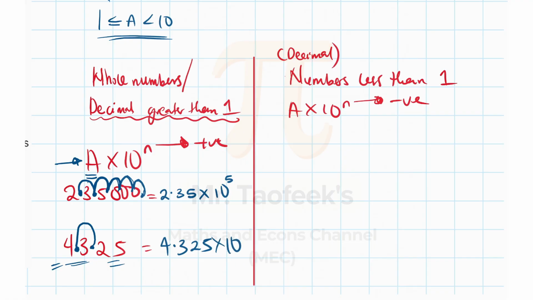Times 10 to the power of, how many times did we move the decimal? Just 1 time. So 10 to the power of 1, and that's your answer.